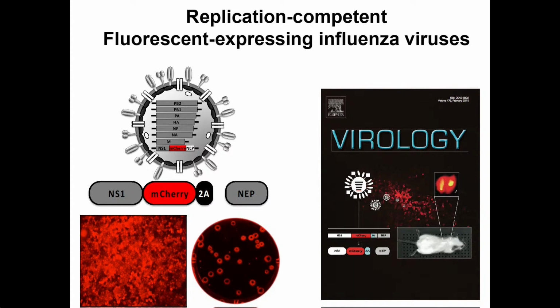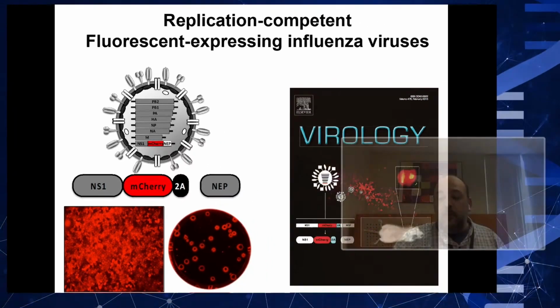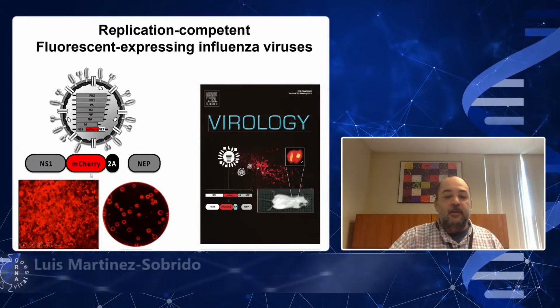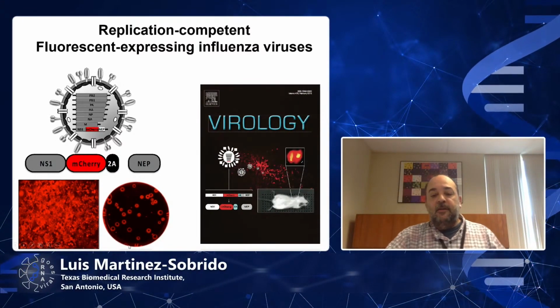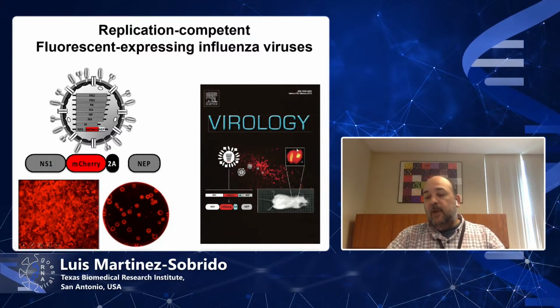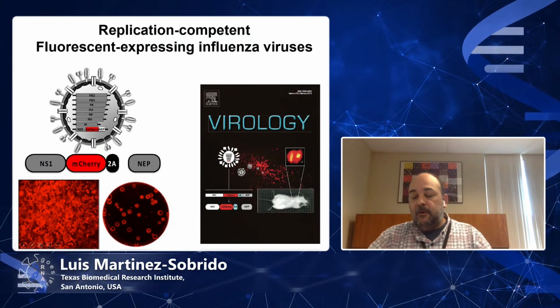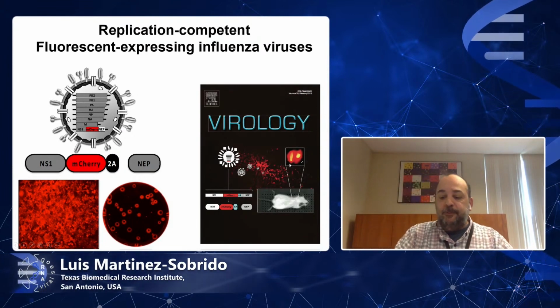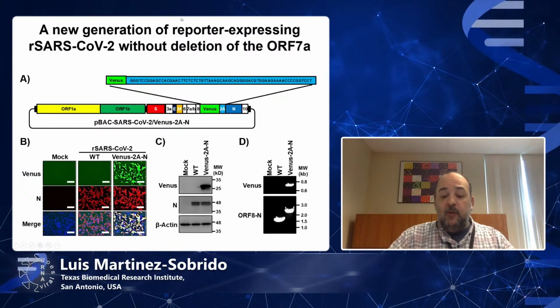To do that, we used an experimental approach that we previously used to generate recombinant influenza viruses expressing fluorescent proteins, which is based on the use of the porcine teschovirus 2A autoproteolytic cleavage site. As you can see here, when we generate this recombinant influenza virus using this 2A approach, you can easily track viral infection in cultured cells as well as ex vivo by looking at fluorescent expression in the lungs of infected mice. And that's what we did.